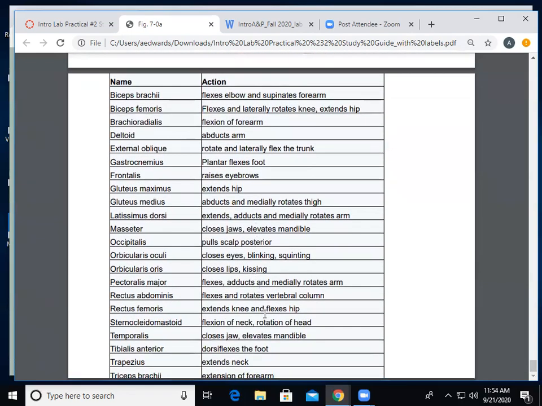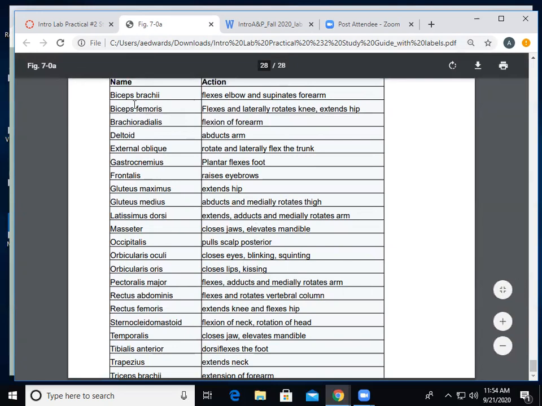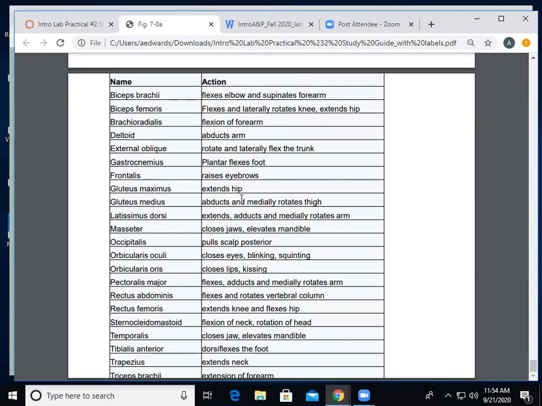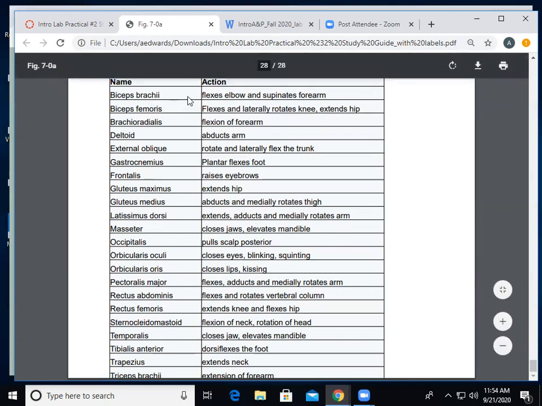Now, you also need to know the actions of some of these muscles. Okay, so we provided a list for you here. Think about it. Biceps brachii. If you flex your biceps, you're flexing your elbow joint. Okay, biceps brachii also helps you to supinate your forearm. Your biceps femoris in your leg helps you flex your knee. Also can help in extending your hip. Also allows you to do some lateral rotation in your knee. Your brachioradialis helps you flex your forearm.